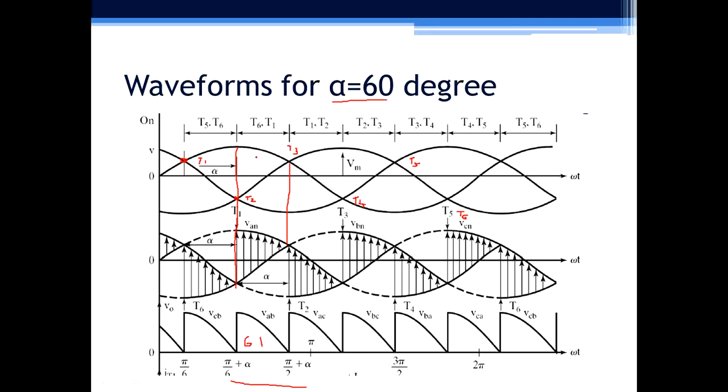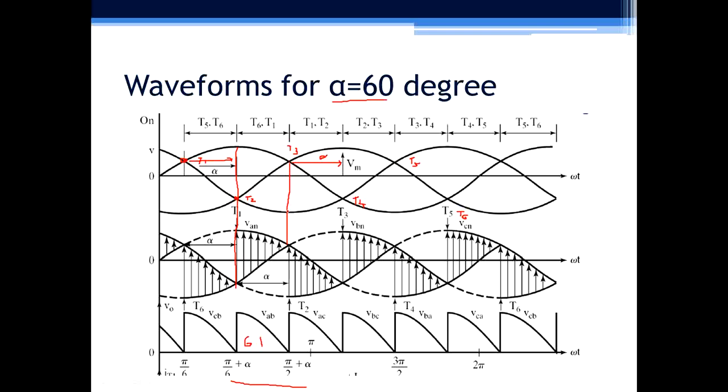T1 will stay in conduction till T3 is triggered. So T3 is triggered here. The firing angles of all the devices are measured from here; you have to measure alpha. T3 will be triggered actually here from this alpha. T1 is actually triggered here. So T1 and T6 will conduct in this interval, 30 plus alpha to 90 plus alpha. The output voltage will be VAB.